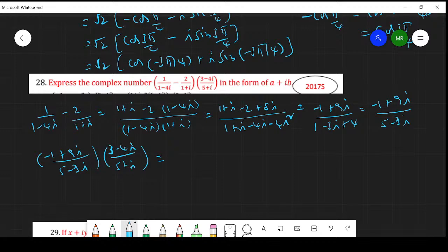So you should be careful with the multiplication. When you're doing multiplication, you should be careful. That is important. Otherwise people may get confused with multiplication. You should be careful whenever you are multiplying.